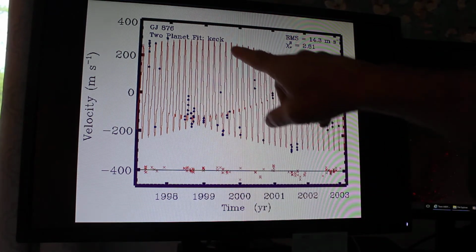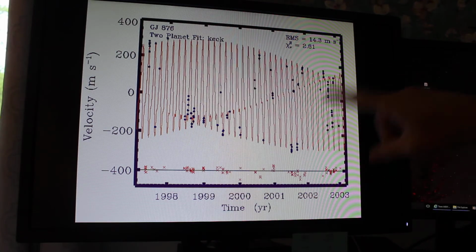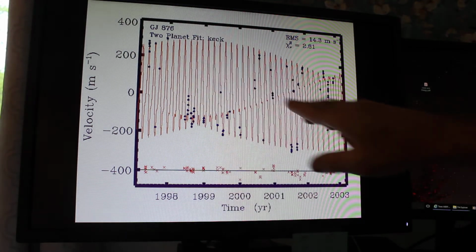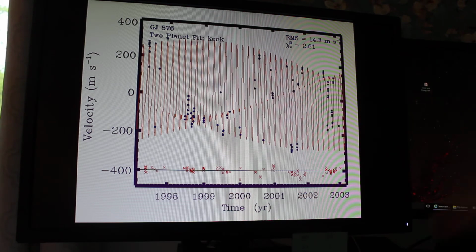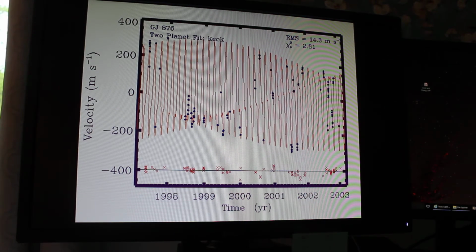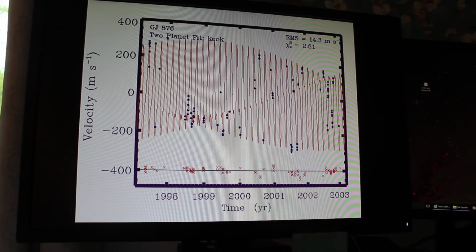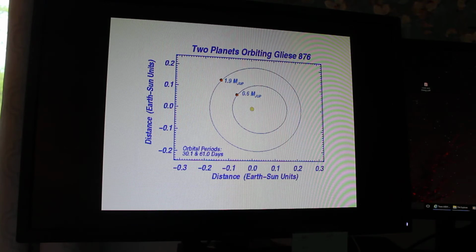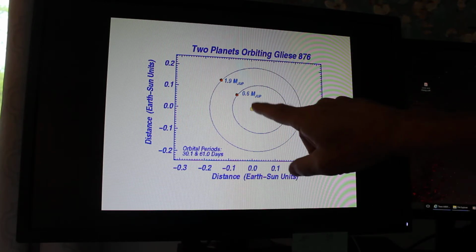Because this is data. This is actual data from the Keck telescope. And you see this is complicated here. There's kind of a wave like this, and then there's a really fast wave. Those are two different planets that they studied, and they had to study it over like 5 or 6 years to get enough data to actually figure out what's going on here. And this is what they figured out, that there were two planets orbiting this star.